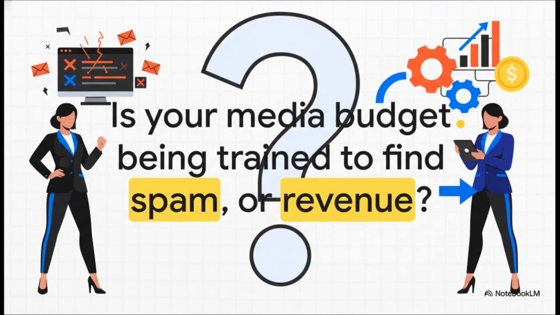So let me ask you this question, and I want you to be really honest with yourself. Is your media budget being trained to find spam, or is it being trained to find actual revenue? Because look, if your attribution data is mostly coming from those standard ad platform dashboards and those little client-side pixels, well, the answer might be pretty unsettling. Your entire media spend could be optimizing for completely the wrong thing. And today we're going to break down exactly why that is.